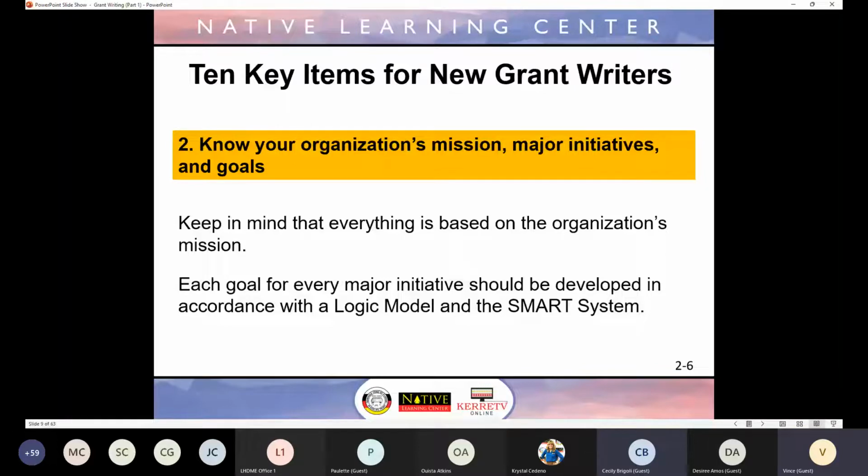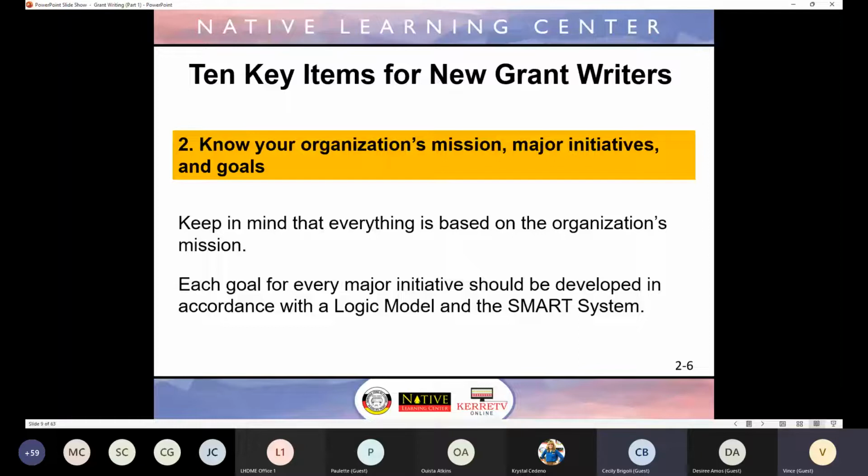Understand the mission and the objectives of the organization. Okay, let's just focus on that. The mission and the major initiatives. The mission is usually pretty clear in most organizations, unless you're creating an organization from scratch, and that's a whole other training program, how to start a nonprofit or how to start a small business. Most of the organizations are established, they have a mission and a vision.